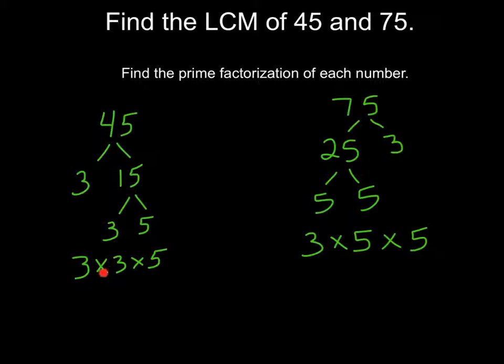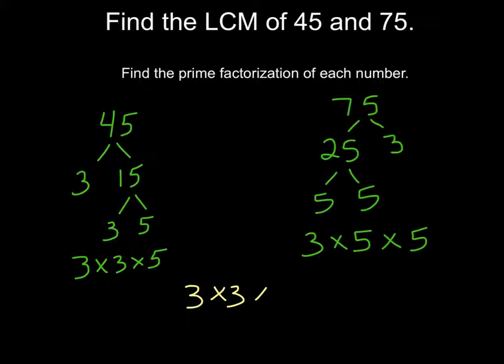Now I look and I find out which numbers am I going to multiply. So I see there's 1 3 here, but I see there's 2 3s here. So the most number of times 3 occurs in one of these is twice, because it appeared 2 times here. So I'm going to put it down 2 times here.